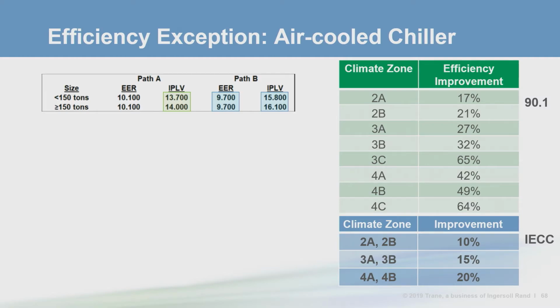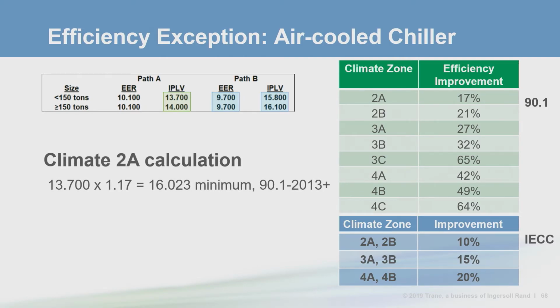There are also two paths, A or B. You can comply using either path regardless of technology, as long as you meet both criteria. For less than 150-ton chillers, the part load requirement is 13.7 IPLV, with a full load also at or better than 10.1 EER. Let's imagine a chiller going to climate 2A. This equation shows the efficiency we would have to select in climate zone 2A in this particular class of equipment.